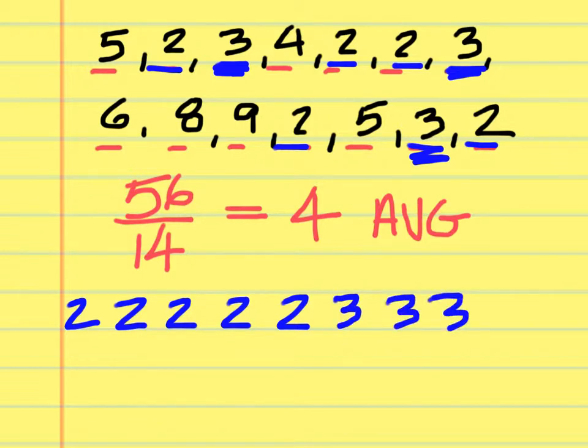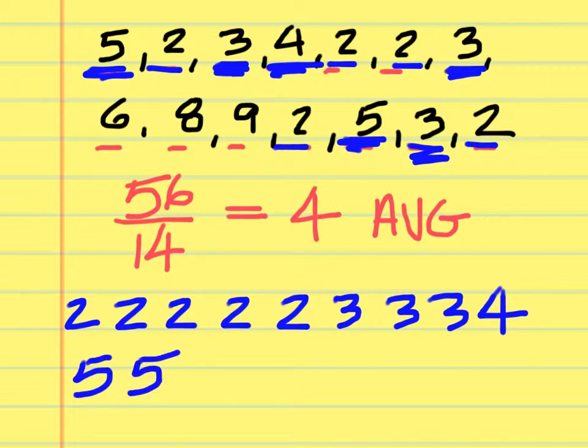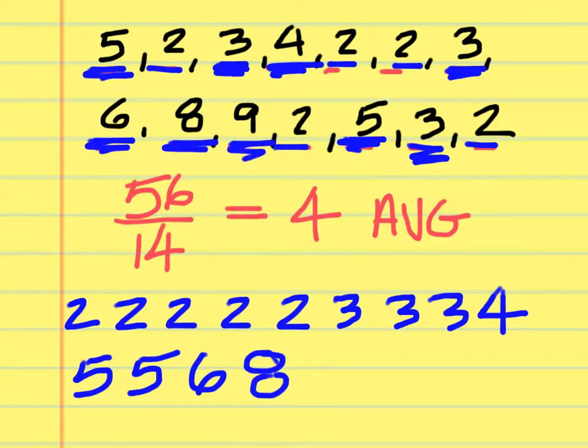What's the next highest number? 4, and it looks like we have one of those. The next highest number? 5. We have 1, 2 of those. So we'll go to the next line, 5, and then 5. The next highest number is 6. We have one of those. Is there a 7? Is there an 8? There's one 8. And then there is a 9. That should take care of everything.